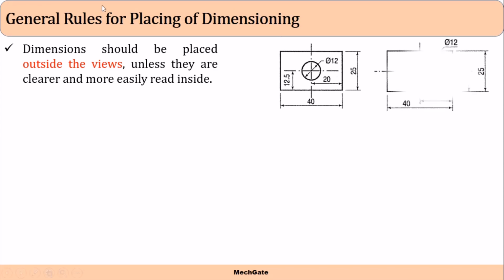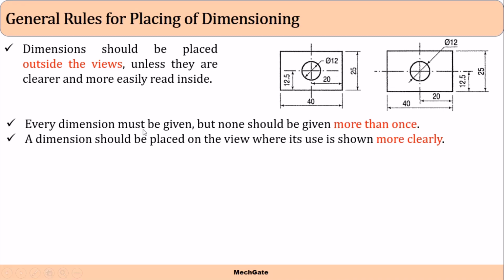Instead of this, we generally place dimension outside the object by extending the extension line or center line. So this is the correct way of dimensioning. Second point, every dimension must be given, but none should be given more than once. And a dimension should be placed on the views where its use is shown more clearly.